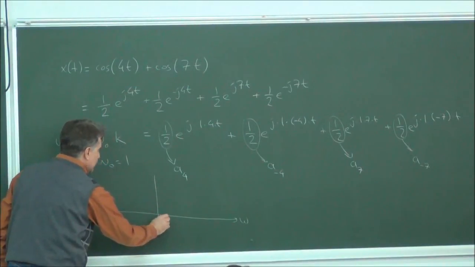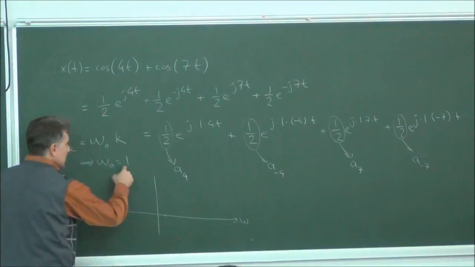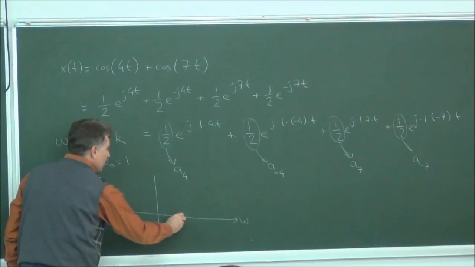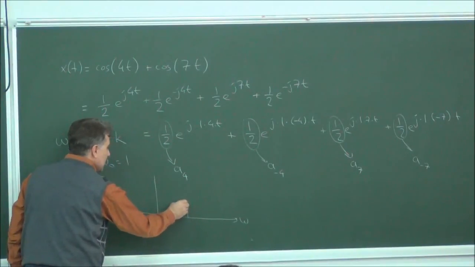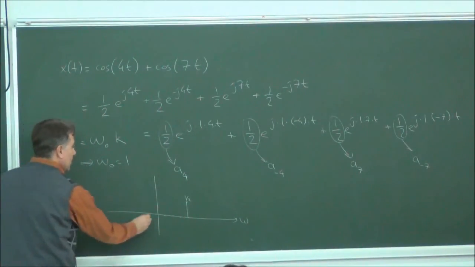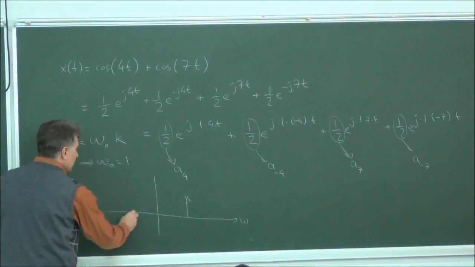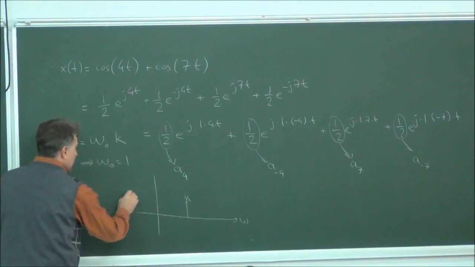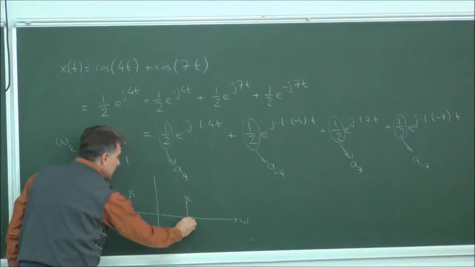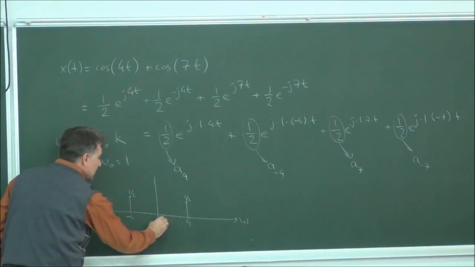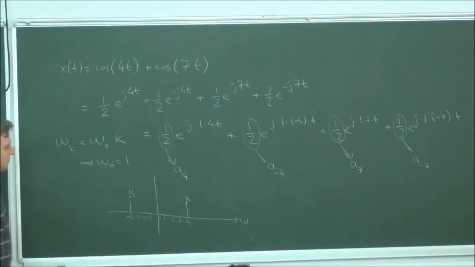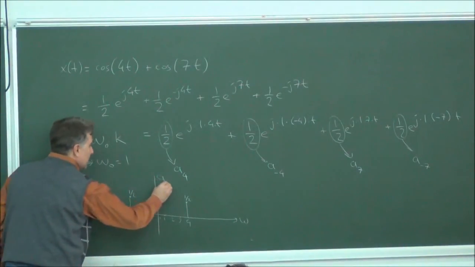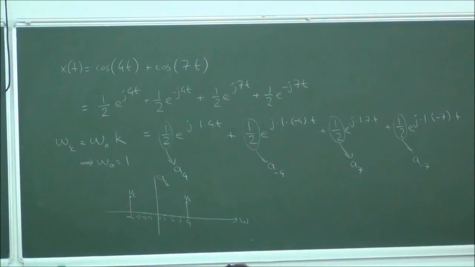This is zero frequency. This is omega 0, which is 1, omega 2, omega 3, omega 4 is 1 over 2, and 1 over 2 again at minus 4. So this is 0, 1, 2, 3, minus 1, minus 2, minus 3, and this is minus 4. That's how you plot the AKs on the axis of frequency.